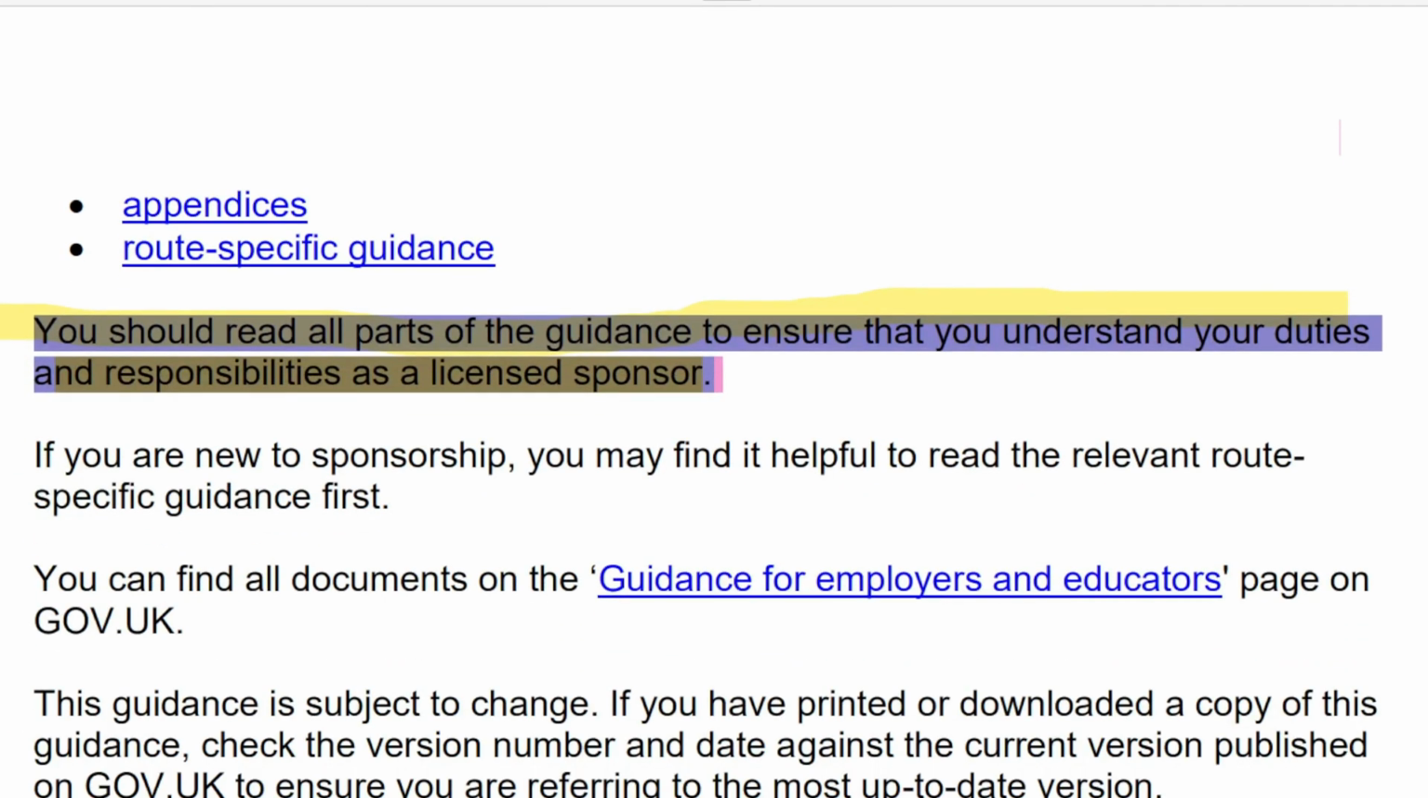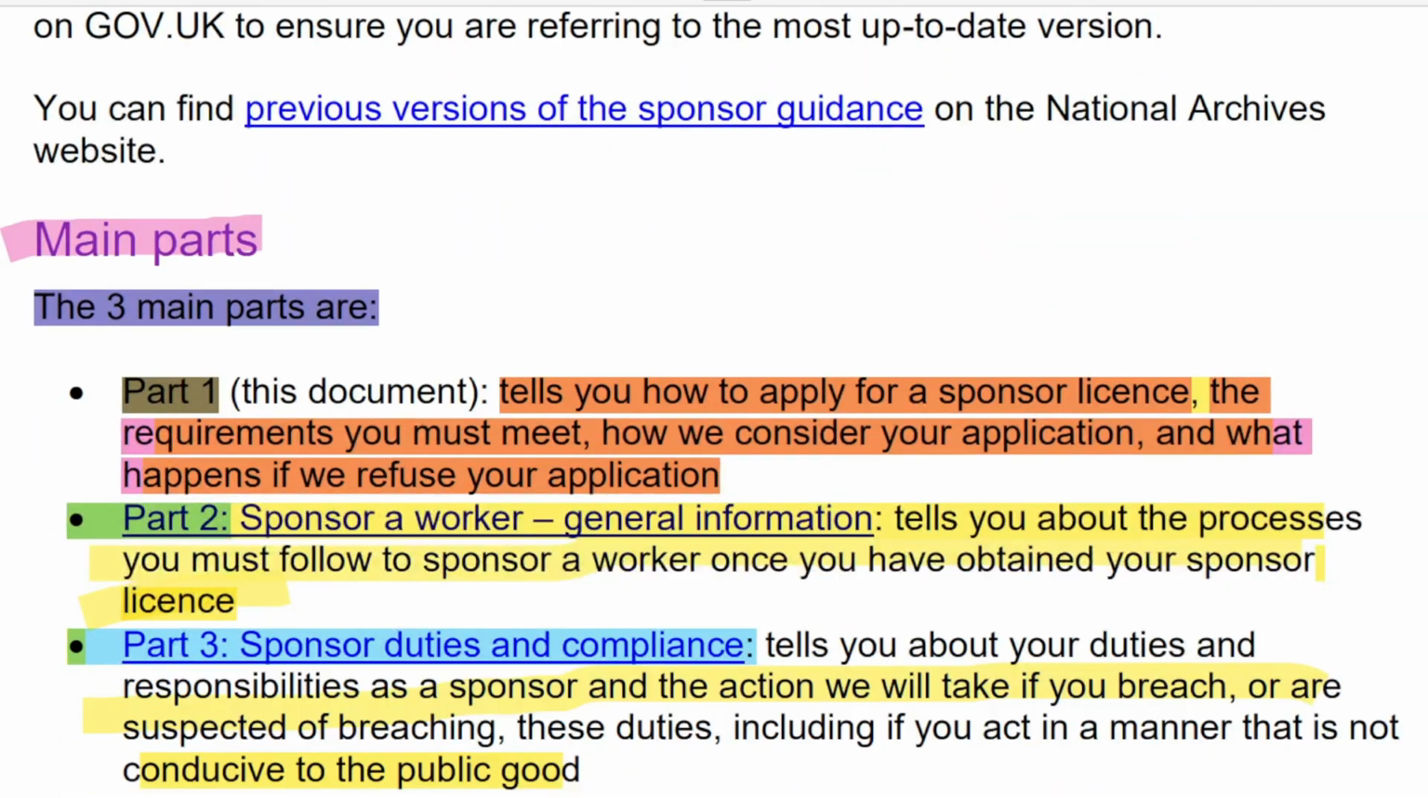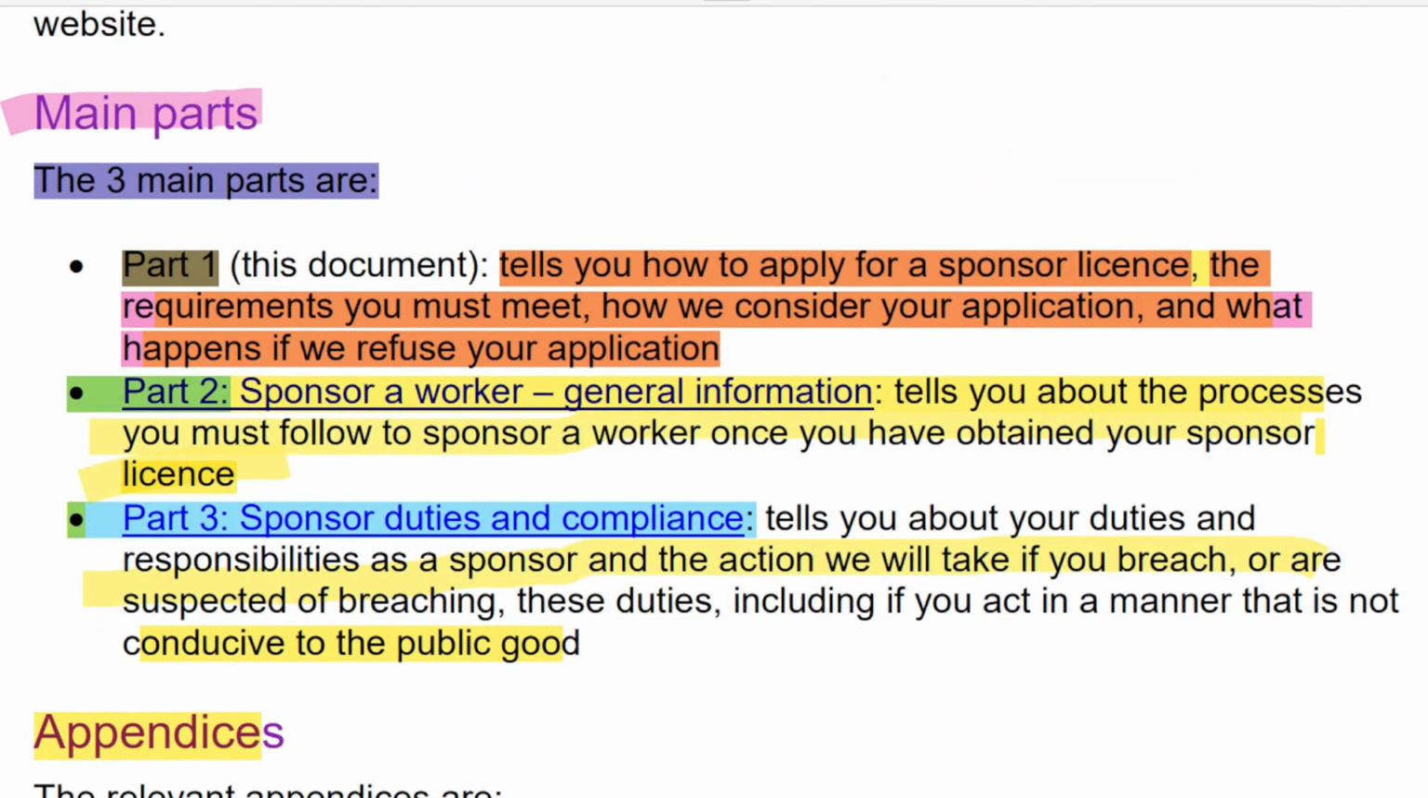The Home Office also says you should read all parts of this guidance to ensure that you understand your duties and responsibilities as a sponsor licence holder. So if you're applying for this visa, you must understand this guidance properly. This guidance is divided into three main parts. Part 1 tells you how to apply for a sponsor license, the requirements you must meet, how we consider your application, and what happens if we refuse your application. We will discuss all these questions in this guidance.